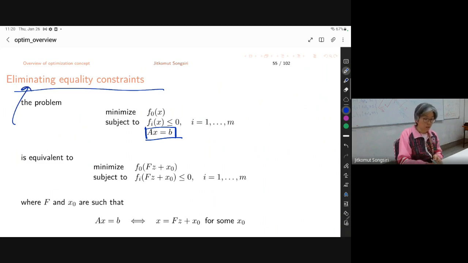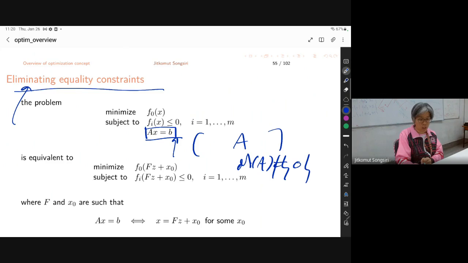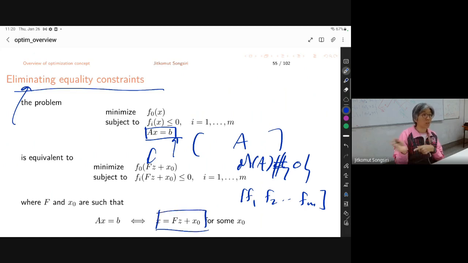From our linear algebra review the other day, as we have seen many times, when linear equations play the role of constraints, typically A should be fat. When A is fat, of course, the null space of A is non-zero. Let's say you can find a basis of the null space of A, and you put those basis vectors in the columns of matrix F. This is how you parameterize the general solution to Ax equals b. We talked about it the other day, right?